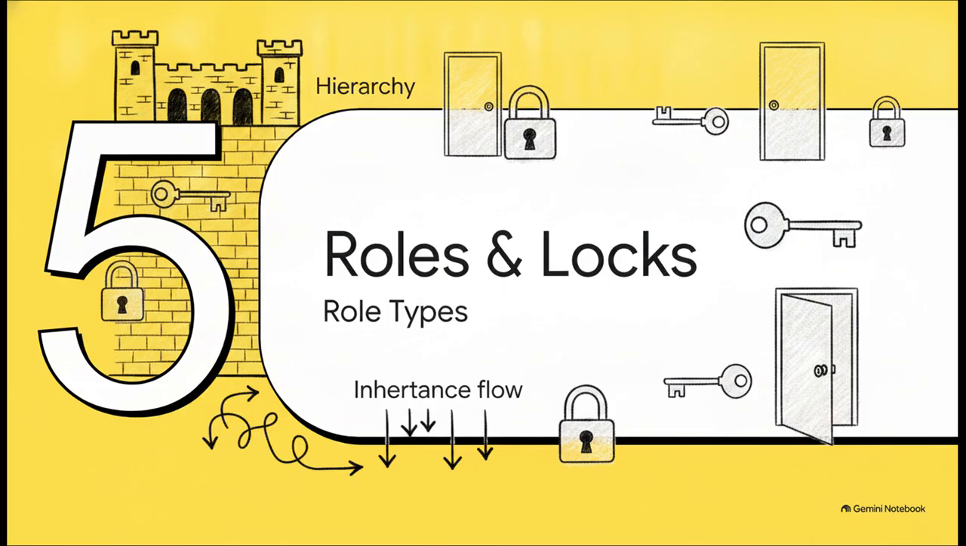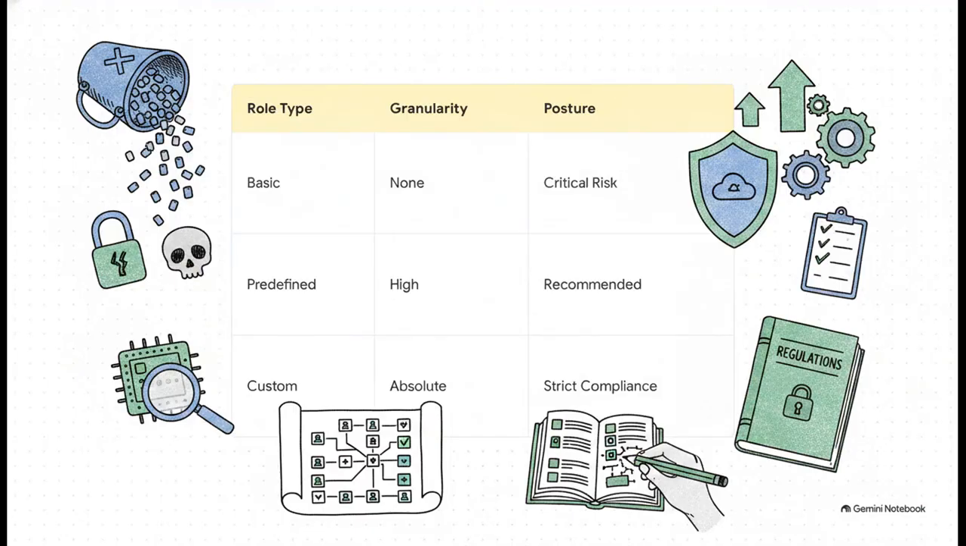Okay, Section 5. The locks, role types. So, zooming in, we basically have three main types of roles to pick from. Basic, also known as primitive roles, offer exactly zero granularity. They pack thousands of permissions into these massive buckets, representing a critical risk.